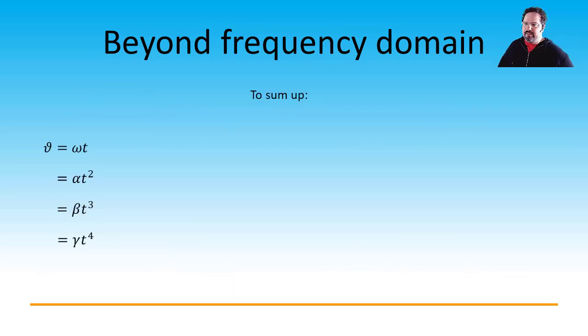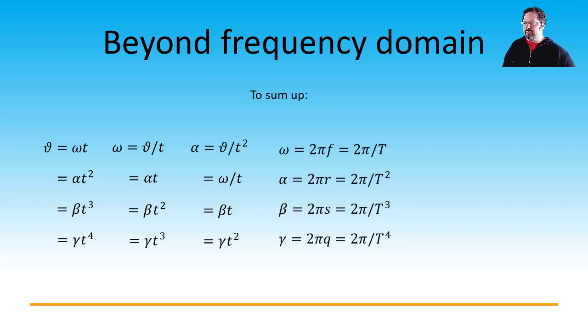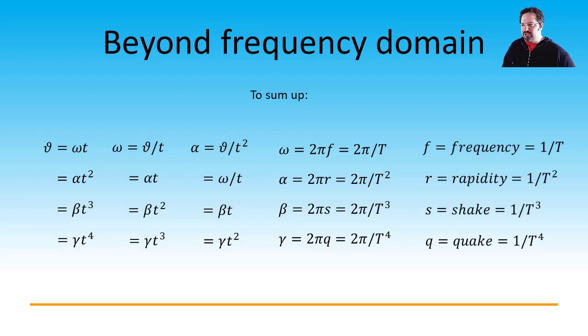To sum up, theta is equal to omega t, or alpha t squared, or beta t cubed, or gamma t raised to the fourth power. Omega is equal to theta over t, or alpha t, or beta t squared, gamma t cubed, and so on. Alpha is equal to theta over t squared, and so on. Omega, alpha, beta, gamma. And in the last position, the physical quantities, frequency, rapidity, shake, and quake, respectively 1 over t, 1 over t squared, 1 over t cubed, 1 over t raised to the fourth power.